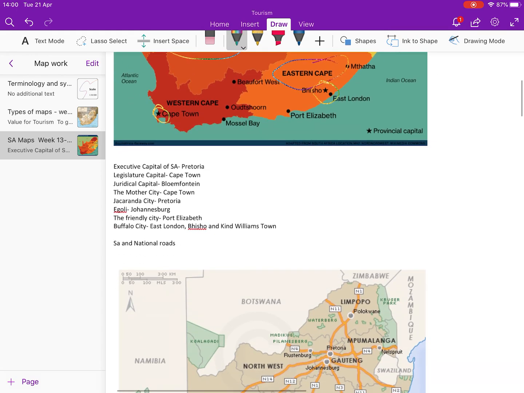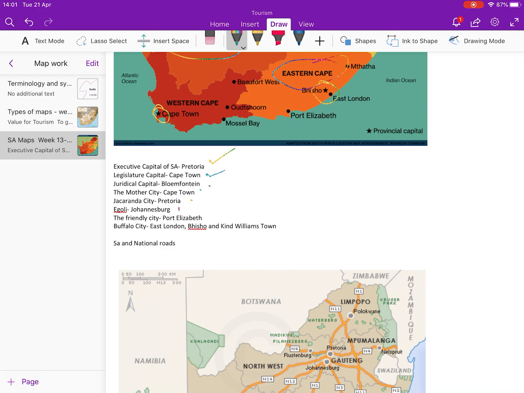If you move along on your worksheet, you'll see that question 3 talks about the names of the following cities. The executive capital of South Africa is Pretoria. The legislative capital of South Africa is Cape Town. The juridical capital of South Africa is Bloemfontein. Then the mother city is Cape Town. The Jacaranda city is Pretoria.